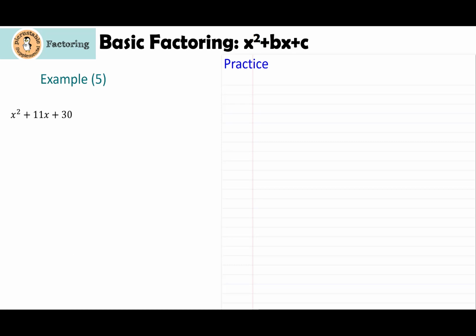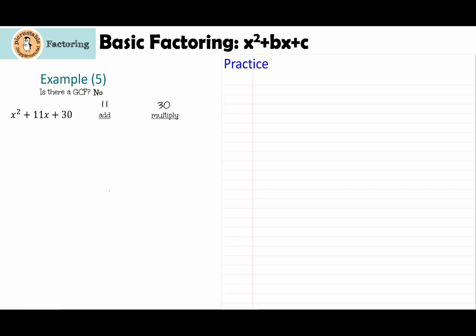Once again, we have to ask, is there a greatest common factor? Well, in this case, there's not. So how do I know that? Well, I have a 1 and an 11 and a 30, and there's no factors in common other than 1. Nope, there's no greatest common factor. So we're going to start out with multiply. So we need to multiply to 30, and we are going to add to 11.